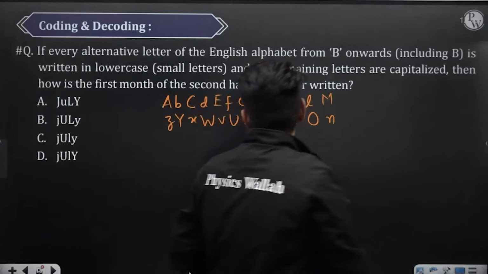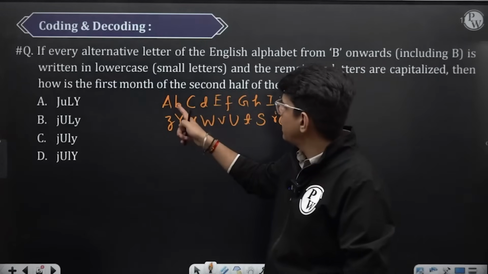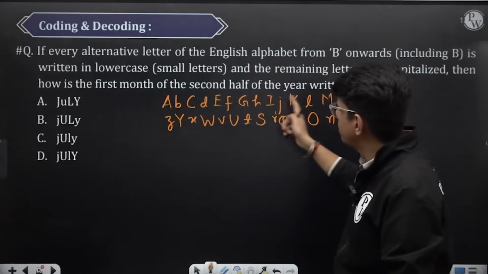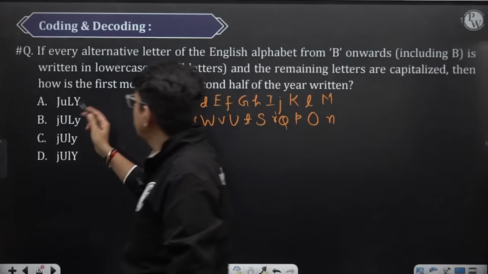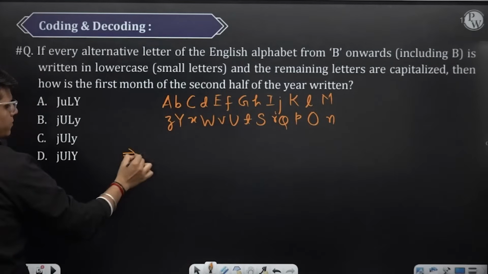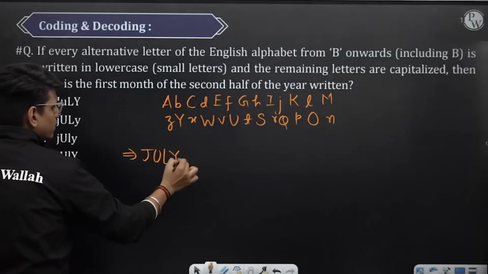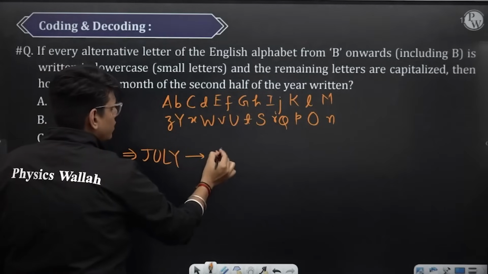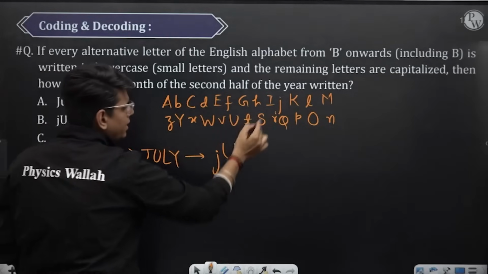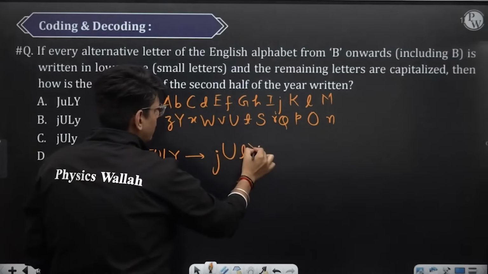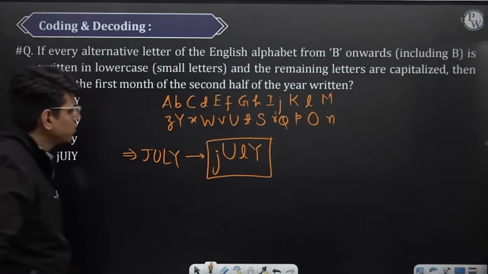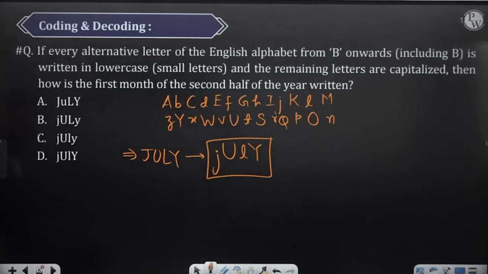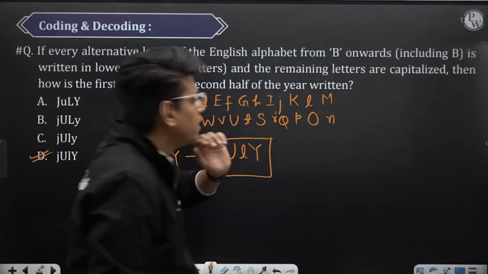They have asked us to make this lowercase: B, D, F. Right? Now they have asked you how to write July in this pattern. July. Okay. J is small, U is capital, L is small, and Y is capital. So this is your answer. Option D is the answer for this question. Right. Let's move to the next question.